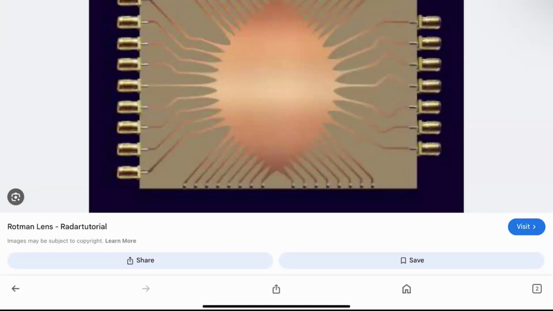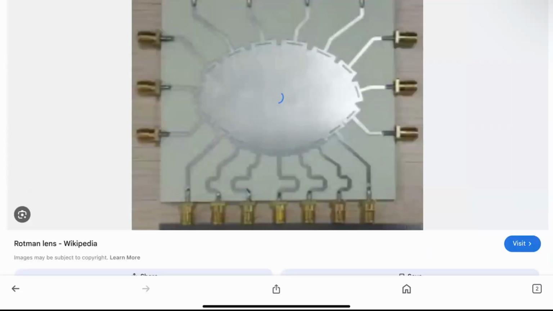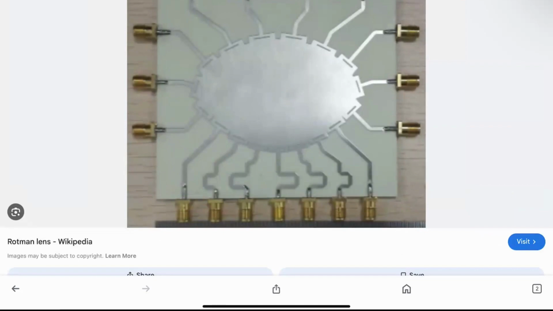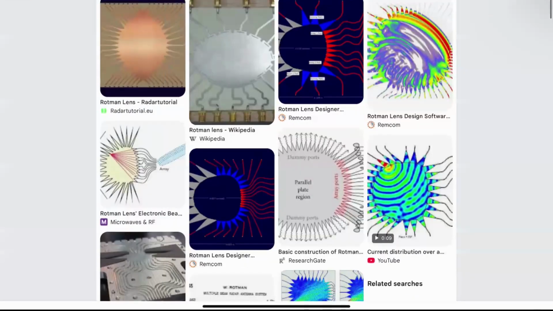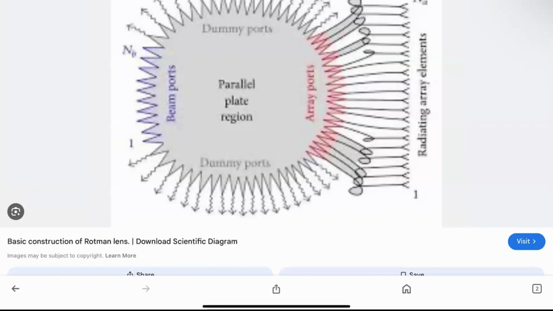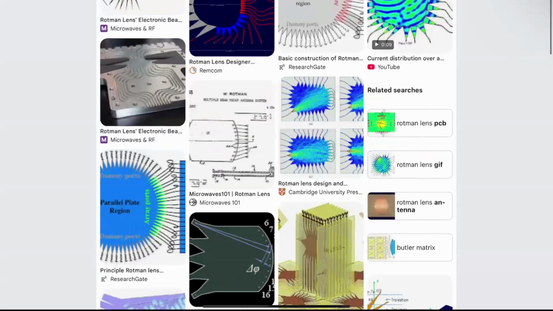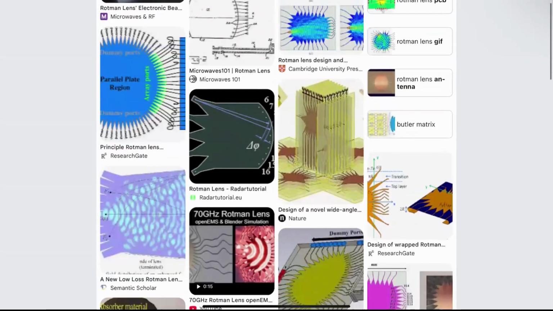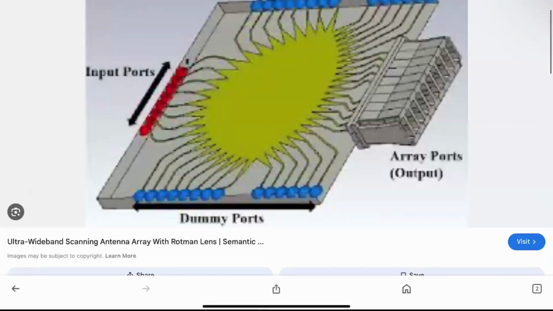On the top and bottom, you have all these matched ports. Now if you look at any Rotman lens, it quickly makes sense what's going on. In this case, on the left and right you have matched ports, on the top you have the beam ports, and at the bottom you have the array ports. You can take even more complicated structures, and here is exactly the figure that we drew earlier. Even large Rotman lenses will make sense now. You can go through and look at different designs.